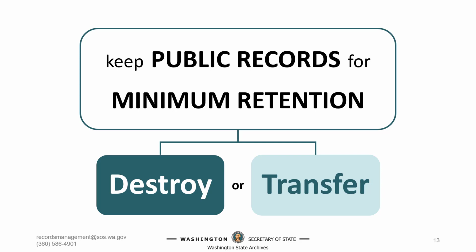This is the main thing that we want you to understand about retention. Your responsibility is to keep your agency's records for the minimum amount of time listed in the retention schedule, and then either destroy them or transfer them to the Washington State Archives for preservation or appraisal. Please keep in mind that there are only 2 agencies authorized to be legal custodians of your records. That's your agency or the Washington State Archives. You can't transfer records to an individual, a library, a historical society, or anything like that. And you can't allow staff to keep records as personal possessions.